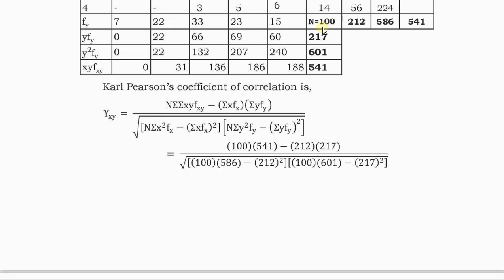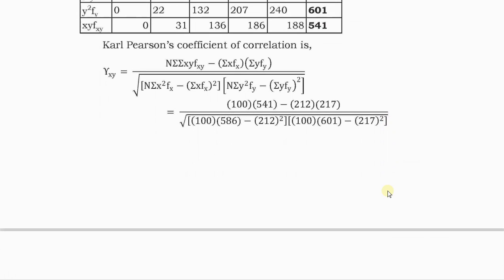So here n value is 100. So 100 into summation of xy into fxy, the common total here, that is 541, minus summation of x into fx 212 into summation of y into fy 217, divided by root of n 100 into x square fx 586 minus 212 square, into 100 into 601 minus 217 whole square.